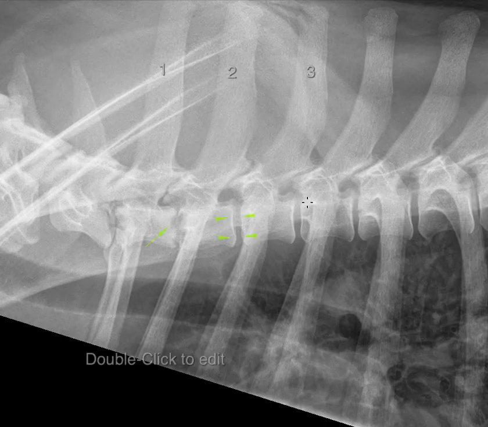So taken together, when we compare our impression on the lateral view as well as the VD view, these findings are highly consistent with discospondylitis. In German Shepherd dogs, we know that discospondylitis can be bacterial or sometimes fungal, most notably aspergillosis. The relationship of this to the front limb lameness needs to be correlated with orthopedic and neurologic examination.